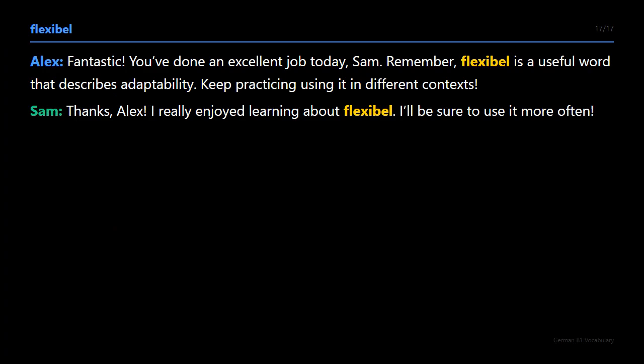Fantastic. You've done an excellent job today, Sam. Remember, flexibel is a useful word that describes adaptability. Keep practicing using it in different contexts.